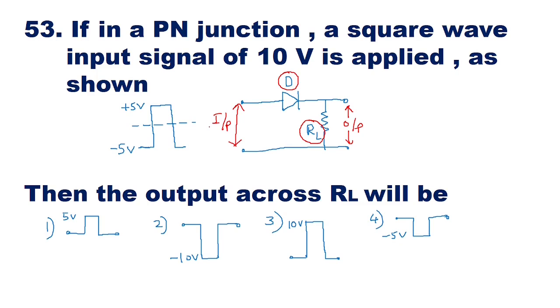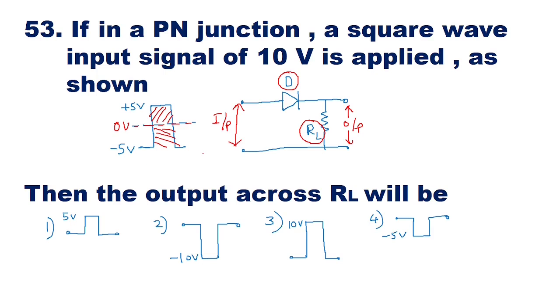So here we see that the input is a waveform, a square wave, which has amplitude from plus 5 volt to minus 5 volt. Let this be 0 volt, the center line, the 0 line, and here you see plus 5 volt, and here you see minus 5 volt. So the total amplitude is from plus 5 volt to minus 5 volt.